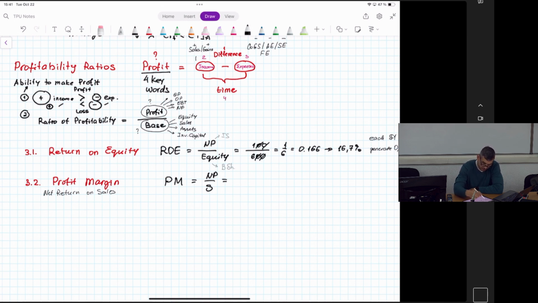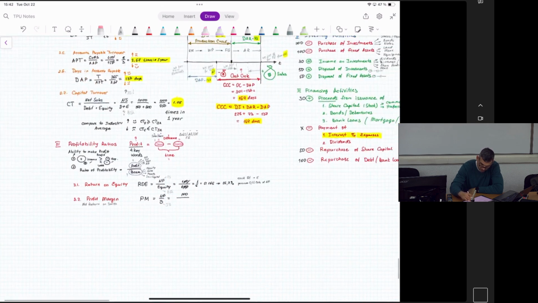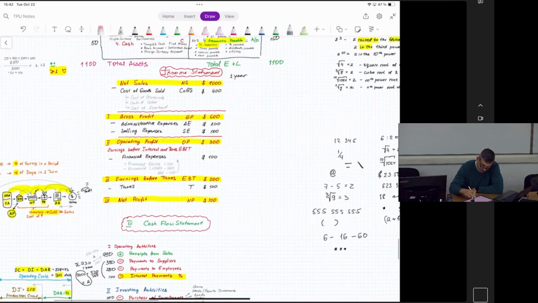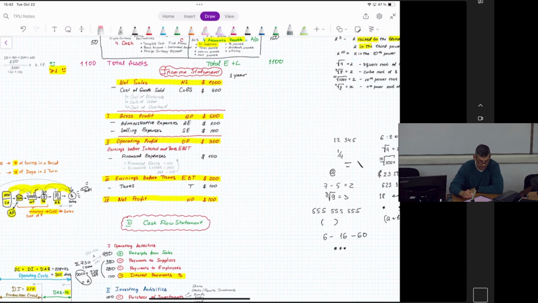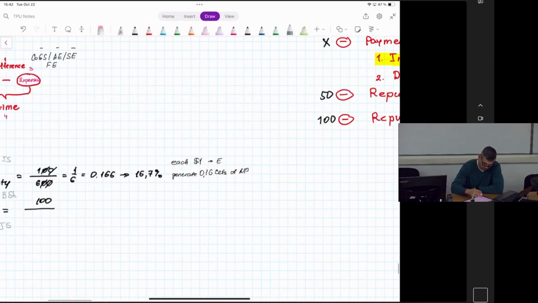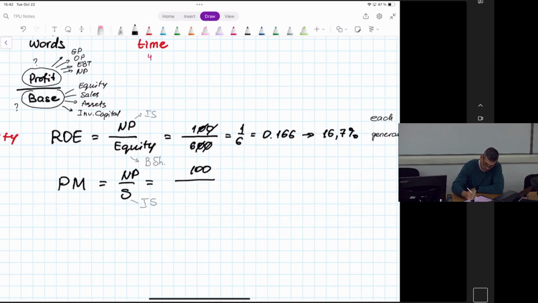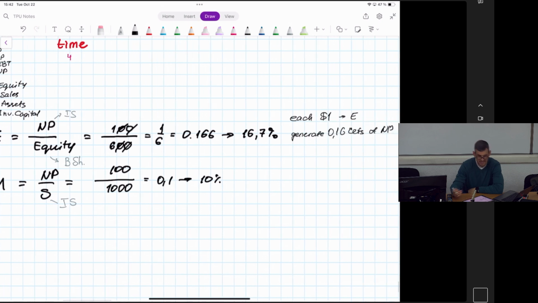Well, let's find the numbers for it. How much is net profit? 100. Sales, where do we find sales? In income statement. So let's find it. How much is net sales? 1,000. 100 divided by 1,000. 0.1 or 10%. Do you agree? Yes. So what does that mean?